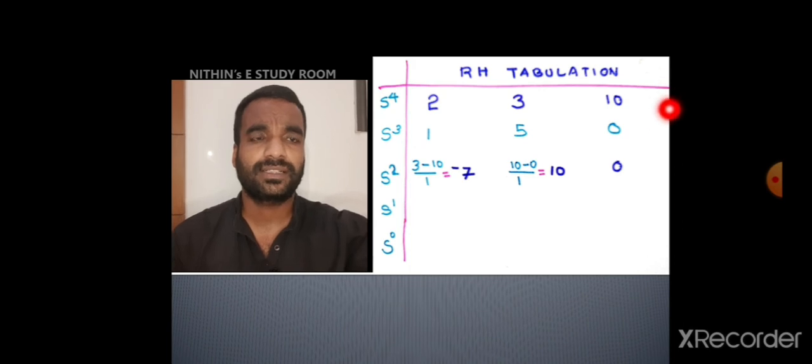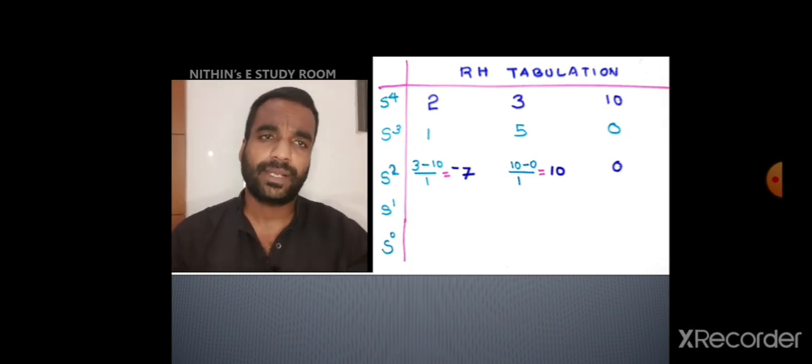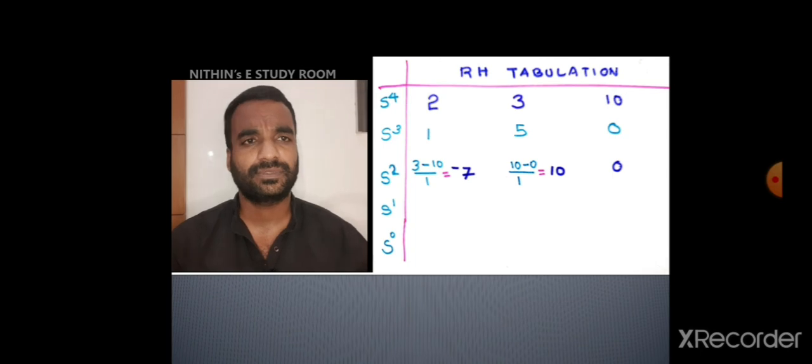There is nothing there in the right side. So 1 into 0 minus 2 into 0. Anyhow, it will become 0 only. So the third row is also okay.